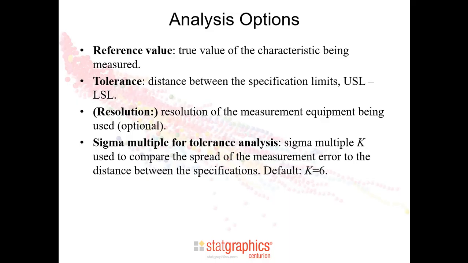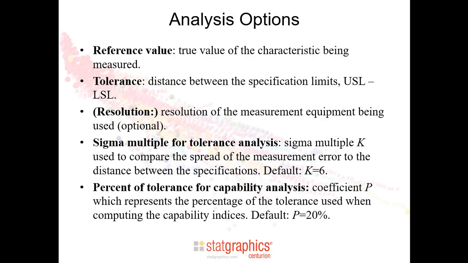The sigma multiple for tolerance analysis is the multiple of sigma used to compare the spread of the measurement error to the distance between the specifications. By default, we usually use 6 sigma. And finally, the percent of tolerance for capability analysis is a coefficient P, which represents the percentage of the tolerance used when computing the capability indices. By default, P is set to 20%.